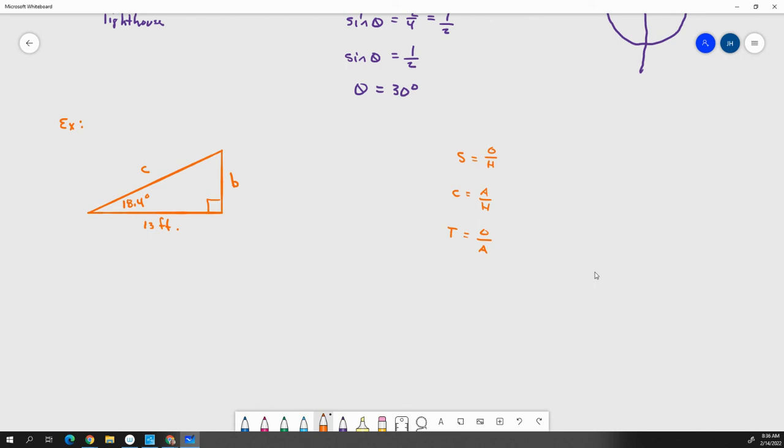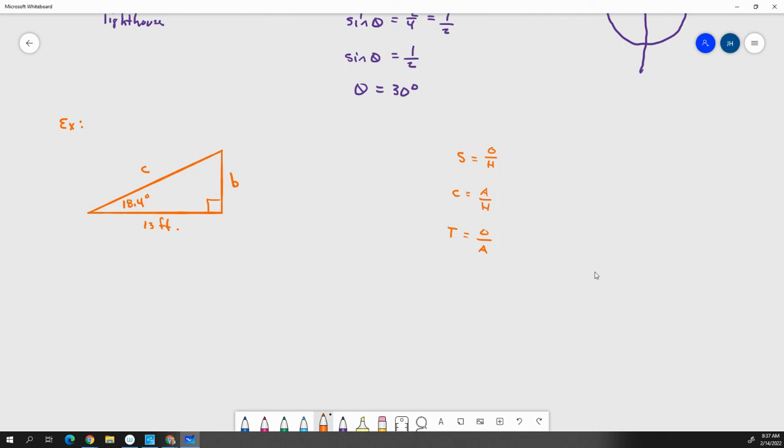If I have the adjacent and I want to find the opposite, I would use tangent. If I have the adjacent and I want to find the hypotenuse, C, I would use cosine. Does that make sense? So we're going to use two different ones: one to find the hypotenuse, and the other to find the opposite.